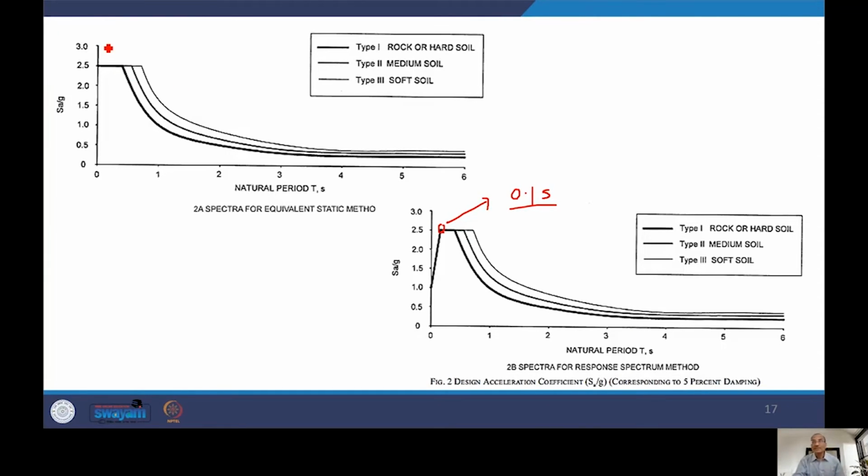Let me erase this one because it's causing trouble. So what you have here is basically the response spectrum, and one is using the equivalent static method. And what is done for a given structure, we find its natural period, and for the natural period, we find the corresponding value of SA by Z. Okay. And this SA by Z is for 5%. So we are done with this.